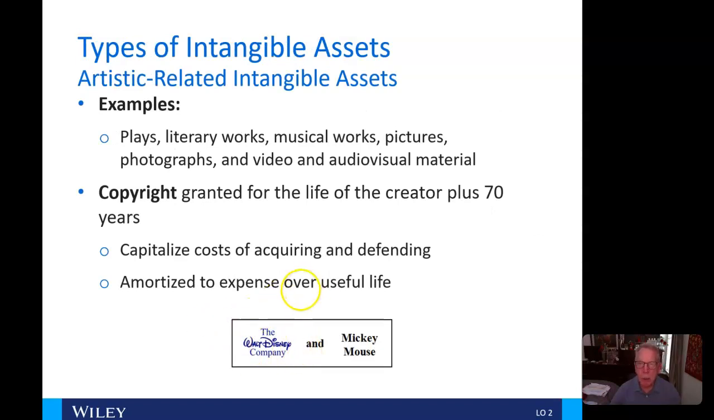Artistic related intangible assets. Some examples include plays, literary works, musical works, pictures, photographs, video and audio-visual material. The copyright is granted for the life of the creator plus 70 years. So Michael Jackson, who owned the rights to Happy Birthday and who died 2 or 3 years ago, would have 70 years from his date of death that his trust or estate would be able to hang on to the Happy Birthday song.